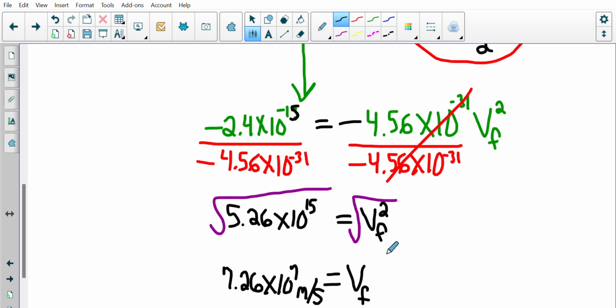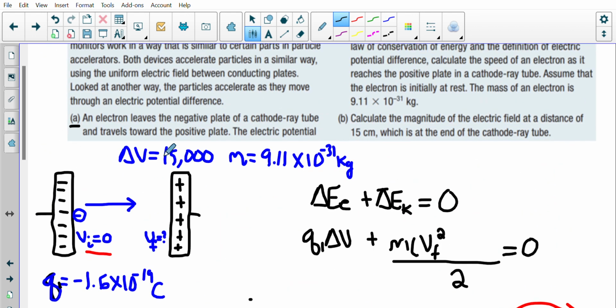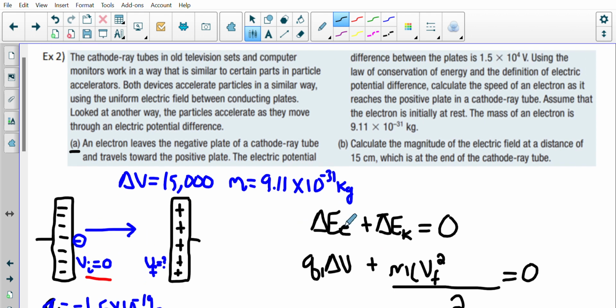And that is the speed at which our electron would be hitting the positive plate, given knowing the voltage, which again tells us our electric potential difference, the energy that's going to be released, given the charge that we have. Now we have part B.